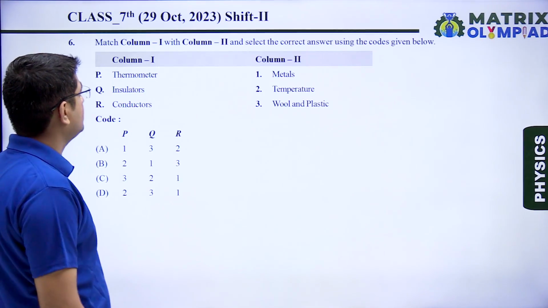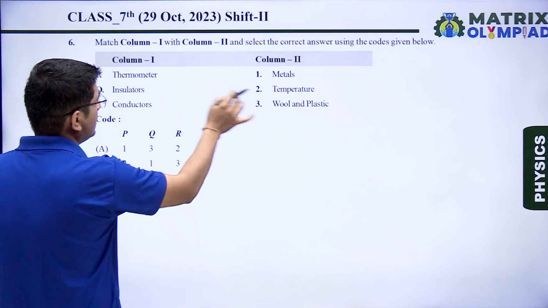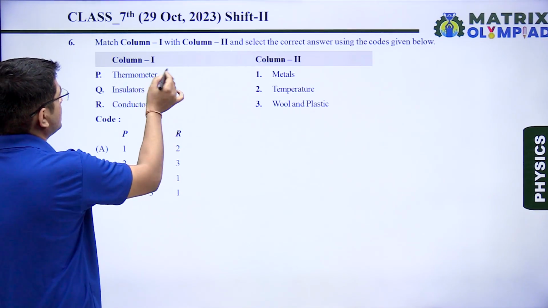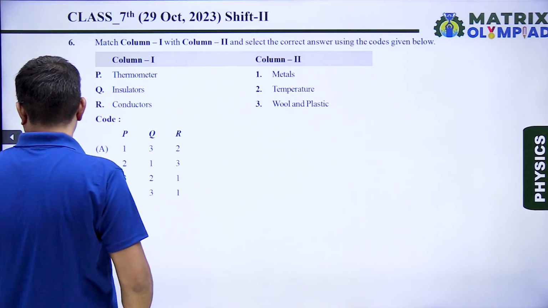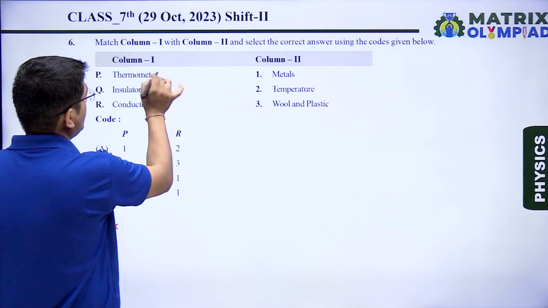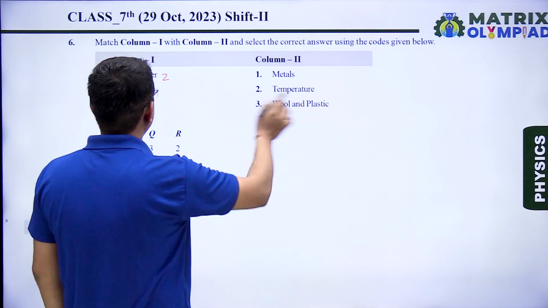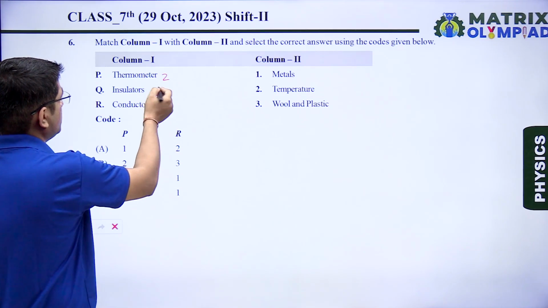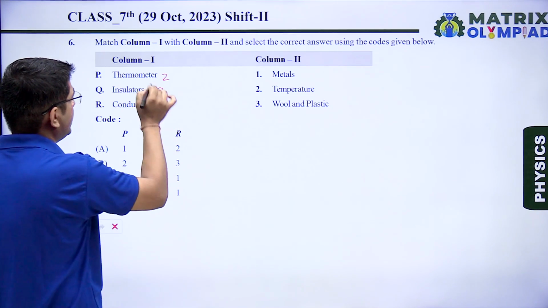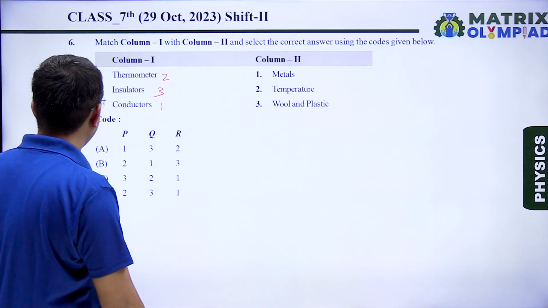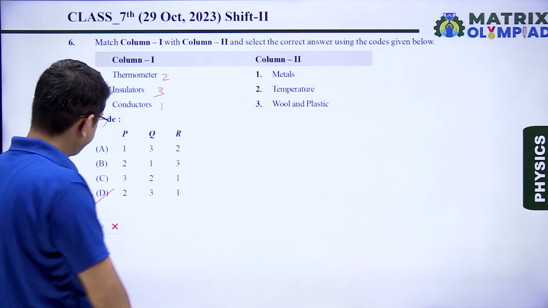Next question number 6. We have to match the column 1 with column 2. As we know that thermometer is related to temperature. It is used to measure temperature. So for thermometer P, I will write 2. Insulators. We know that wool and plastic are insulators. So for insulator Q, I will write 3. Conductors. Metals are good conductors. So I will write 1. So correct code is 231. So 231, that is option D is our correct answer.